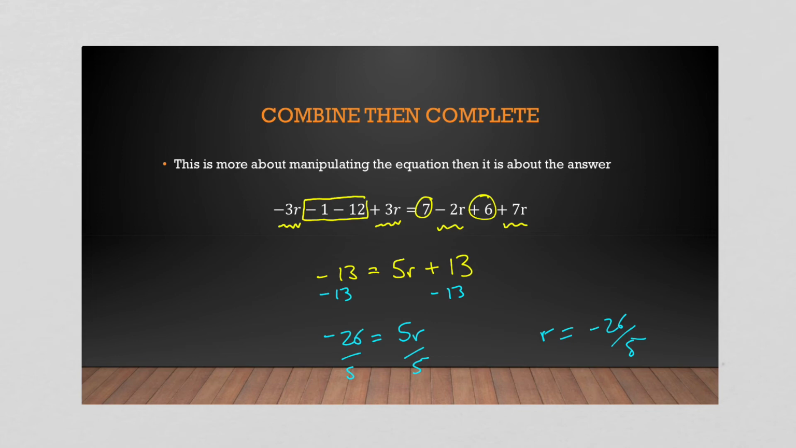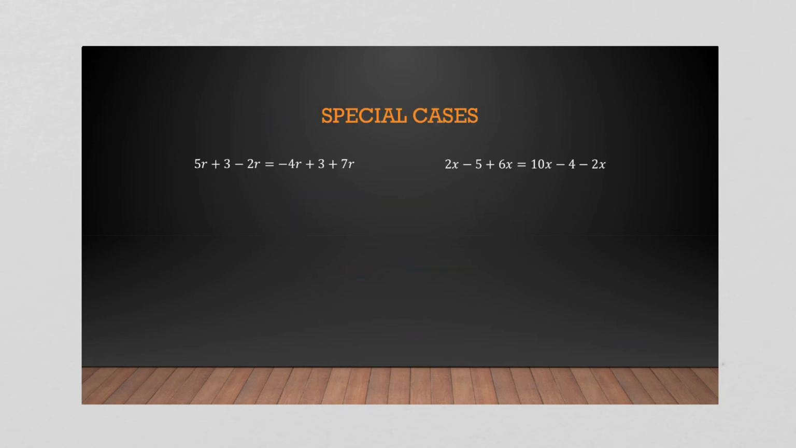So if things cancel out, they're gone, right? If they cancel out on this side, here's a negative 3r plus 3r, well, that's 0r. So I just have no more r's left on that side. Totally fine, it happens. So here's two more. Now these are two special cases. Watch and see the difference between the two, all right?